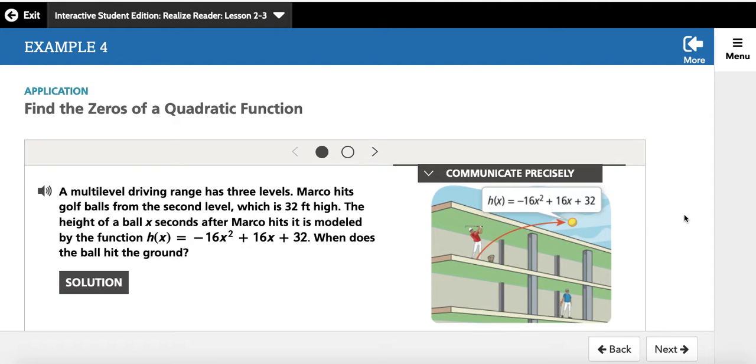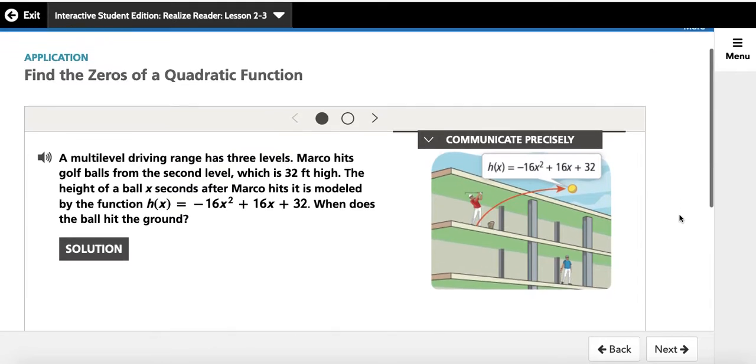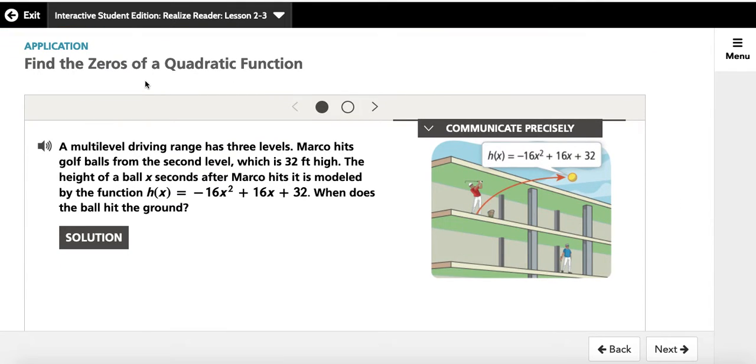Okay, Algebra 2 students, this is a video for example 4 for section 2.3. We're going to be applying the finding zeros of a quadratic function that we've been doing the past couple of sections. Here's a story for them to read to us.